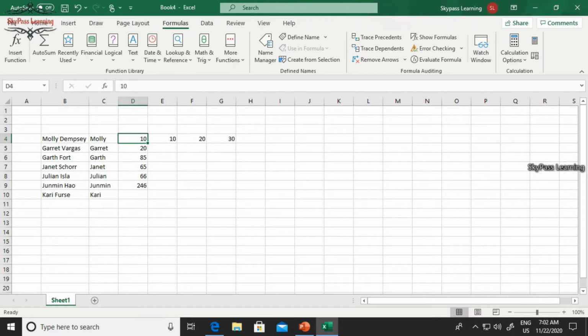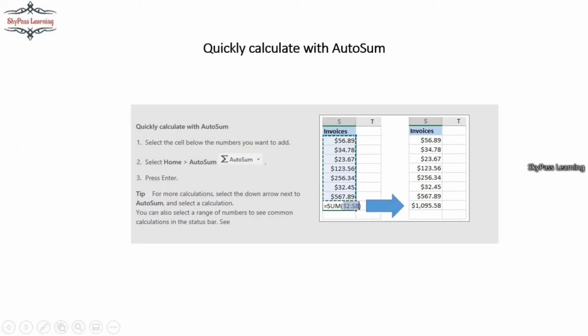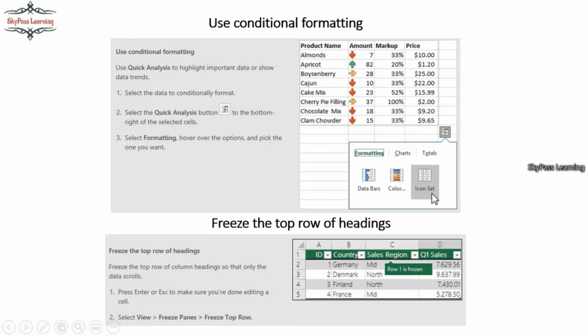In the same way, we can calculate the average, count, min, max, and other functions also. I will continue in the next couple of videos and show you how we can use the formulas. So this is the quick way to calculate from top to bottom or left to right, wherever you want. Okay, we also have an option for conditional formatting.